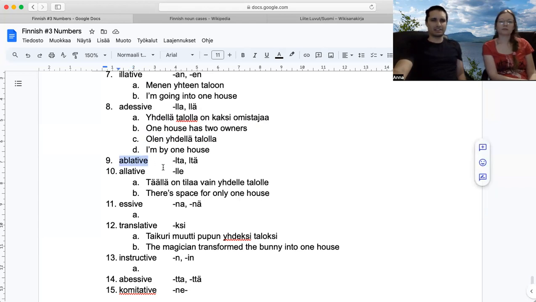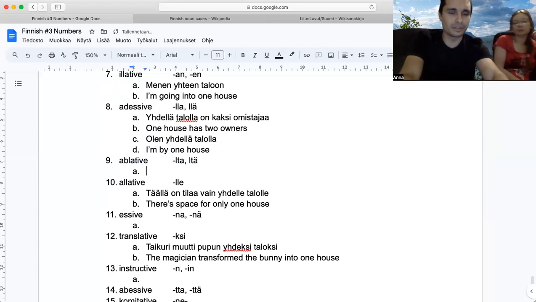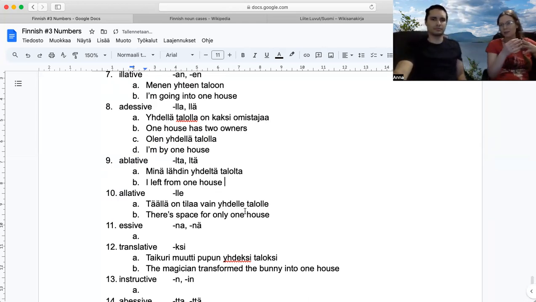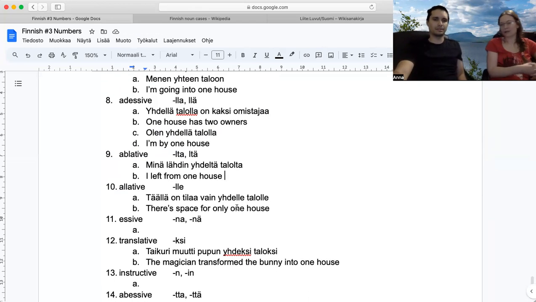I couldn't create any phrases that made sense with the ablative. Well, mä lähdin yhdeltä talolta. And it would mean I have left. I left from one house, and in this case, not from the inside, but from being close to this house.